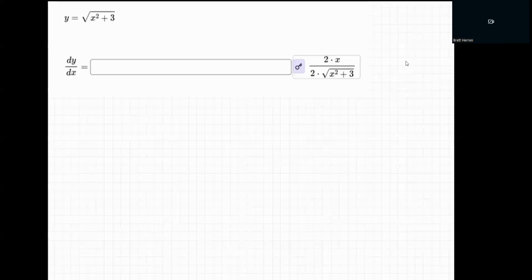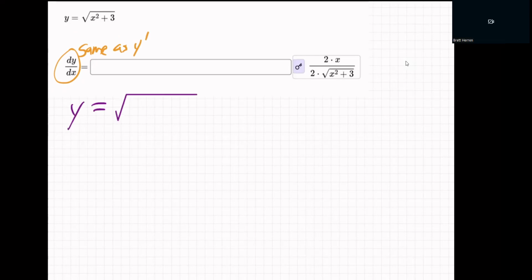Welcome to a question where they give us a y function and they want us to take the derivative. I hope you know this is the same as y prime, just another way of saying the same thing. So we have this function y equals the square root of x squared plus 3. Okay, and then they want us to take the derivative.